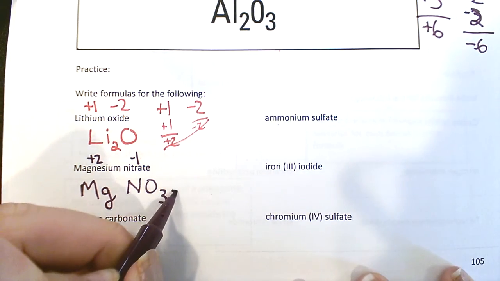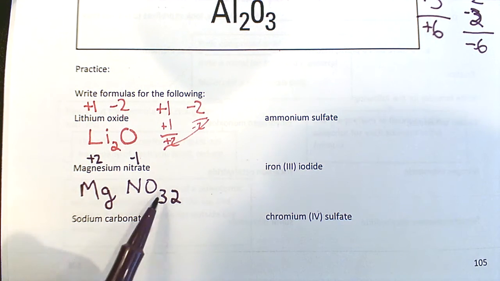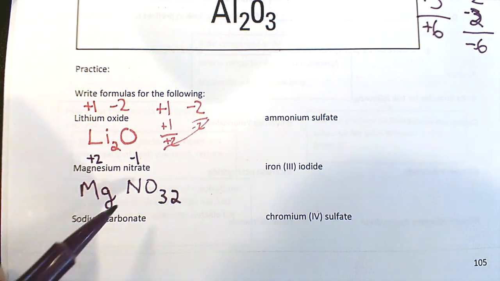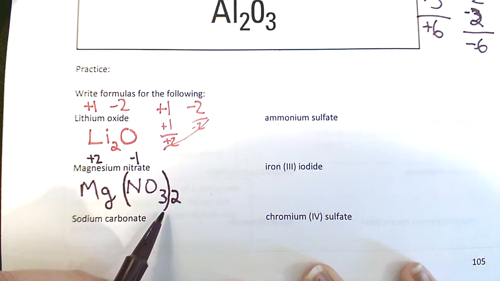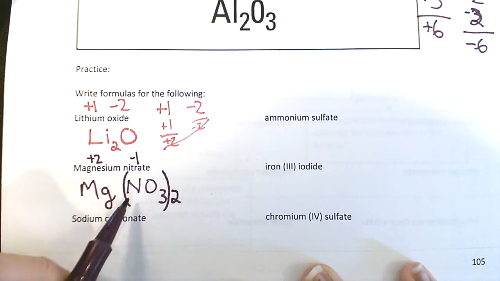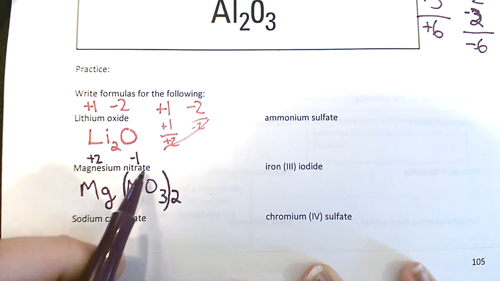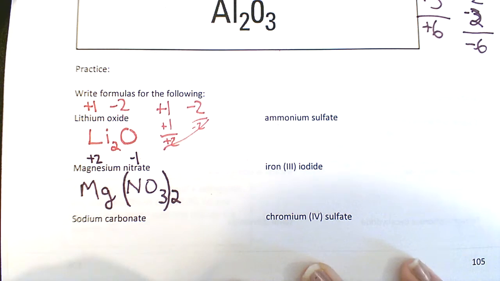Okay, so if I just put the 2 right here without any parentheses, what is the problem here? Okay, it looks like I have 32 oxygens. I don't want 32 oxygens. I want to say 2 nitrates. So that's the purpose of those parentheses, to separate these. Okay, and say this whole thing here, I have 2 of them. This is the nitrate ion. I have 2 of them.